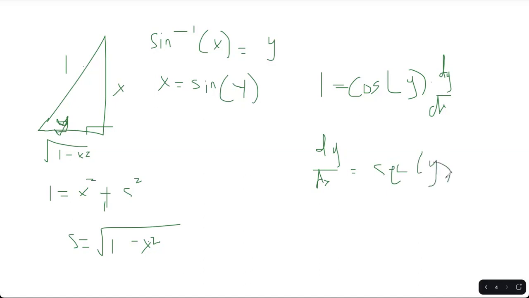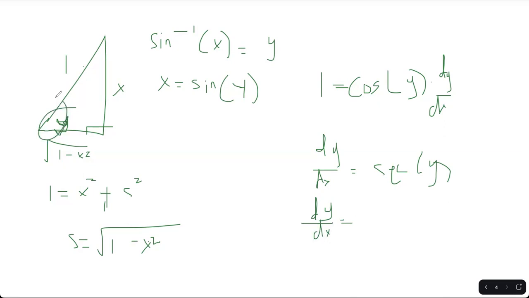That is a valid answer, except for the fact that it has something to do with y, and we want it in terms of x. Now, of course, we can just plug in this equation for y. So we say the derivative would be secant of inverse sine of x, but that just looks very complicated. Instead, we can use this right triangle, which is why we drew the triangle in the first place. dy/dx is equal to secant y.